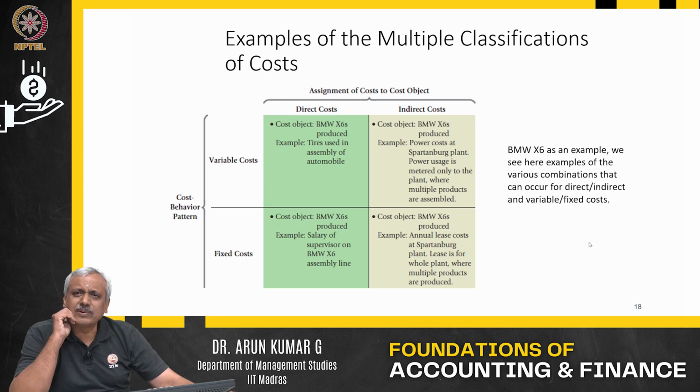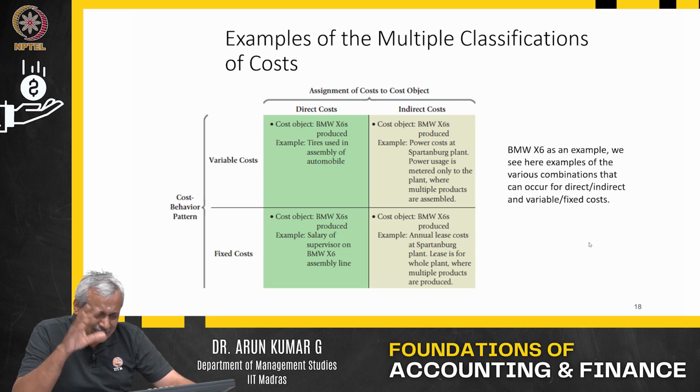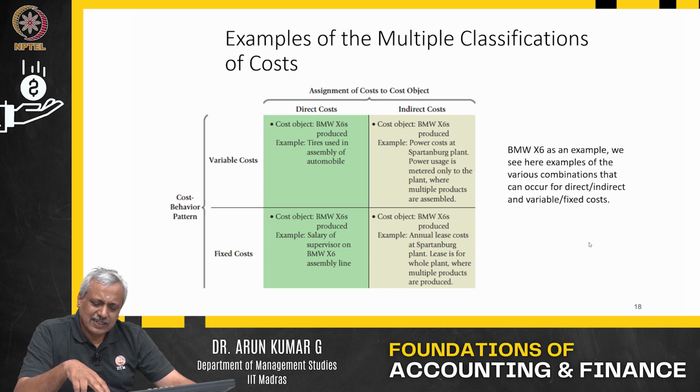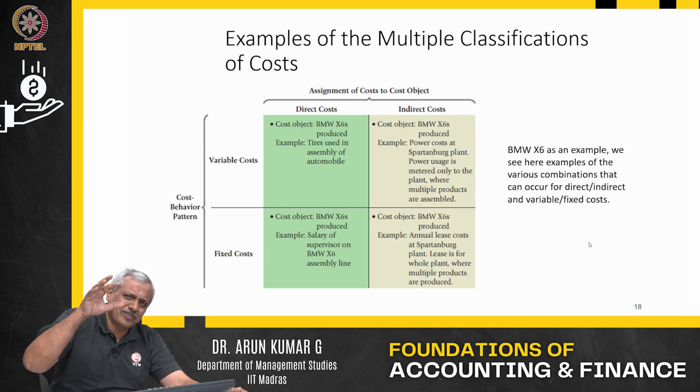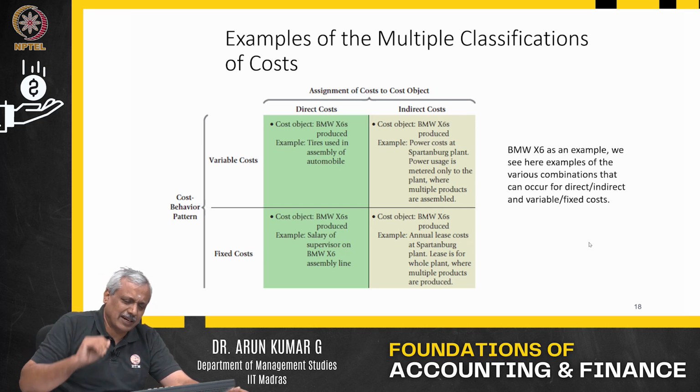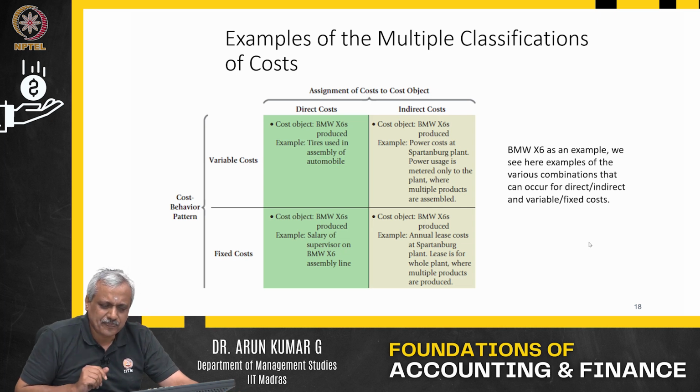A simple example. Let me confess, I picked up this example, this picture, from one of the textbooks which I was reading. The example uses the BMW X6. We see here examples of various combinations, taken from a BMW X6 manufacturing plant out in Salzburg.